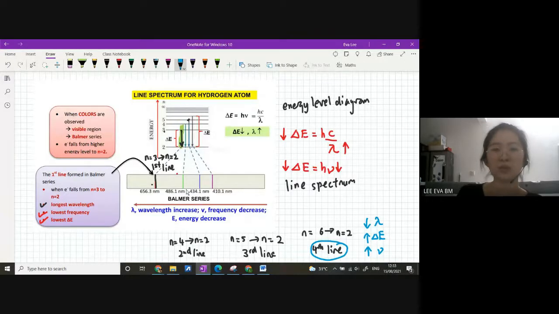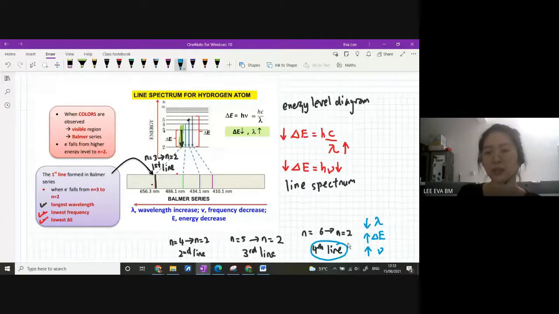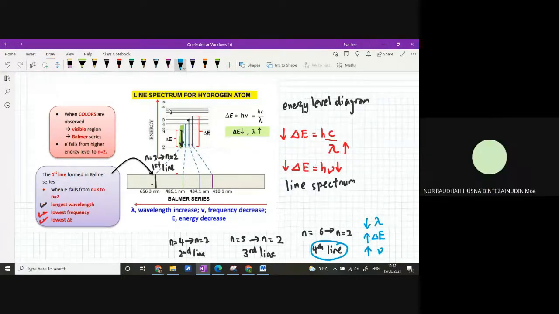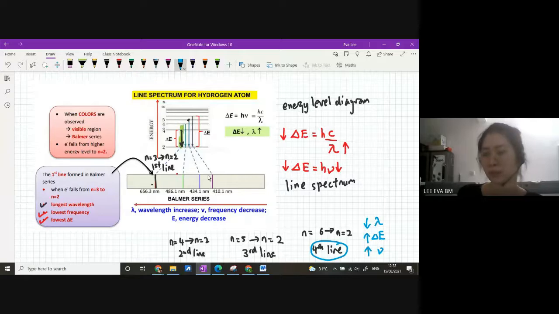So if you want to compare between the first line and the last line in this diagram, the first line has the lowest delta E, lowest frequency, longest wavelength. The last line in this series, in this diagram given, has the shortest wavelength, highest delta E, highest frequency. So we can get the comparison from the diagram, from the line spectrum.